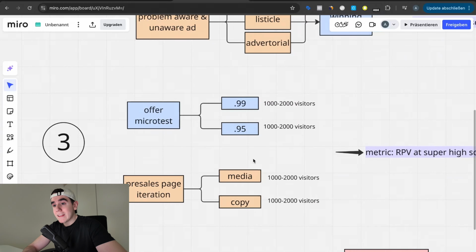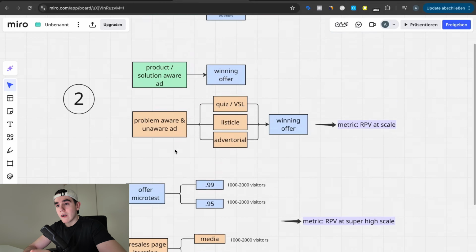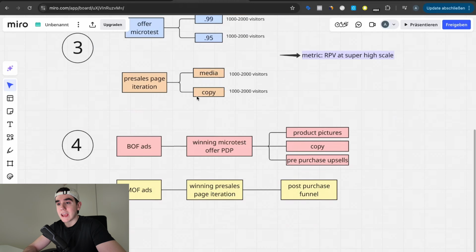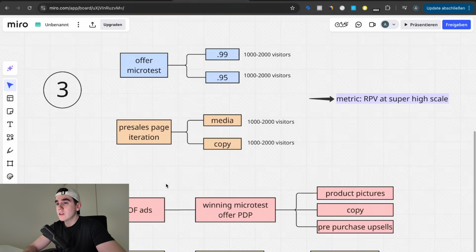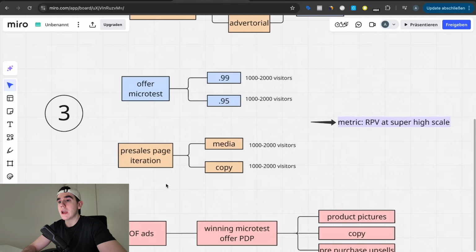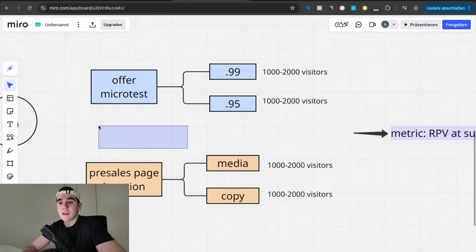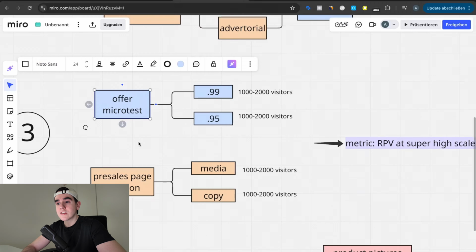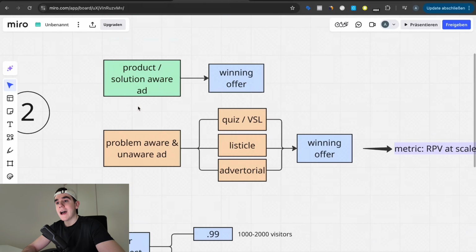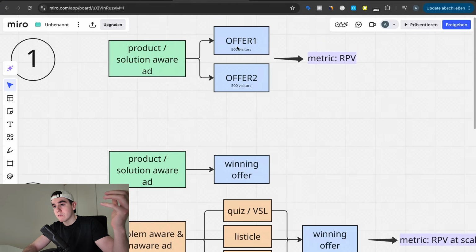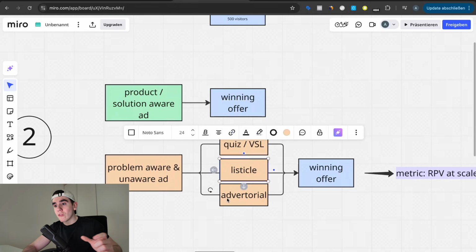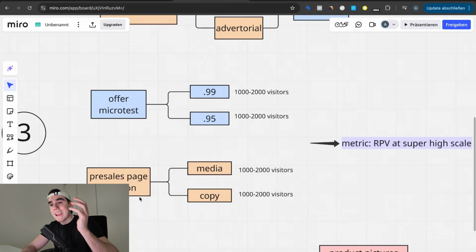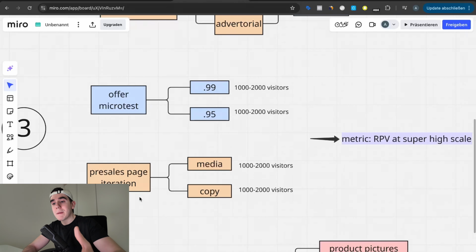So number 3 is actually once you have already optimized all of these and you're really at a high scale, right? Numbers 3 and 4 are usually for you if you're a brand owner watching this video and you want to optimize a lot more. So we have 2 different things here. Now we essentially go from high impact tests, like an offer test or a funnel type test, to super iterative, super low impact tests.